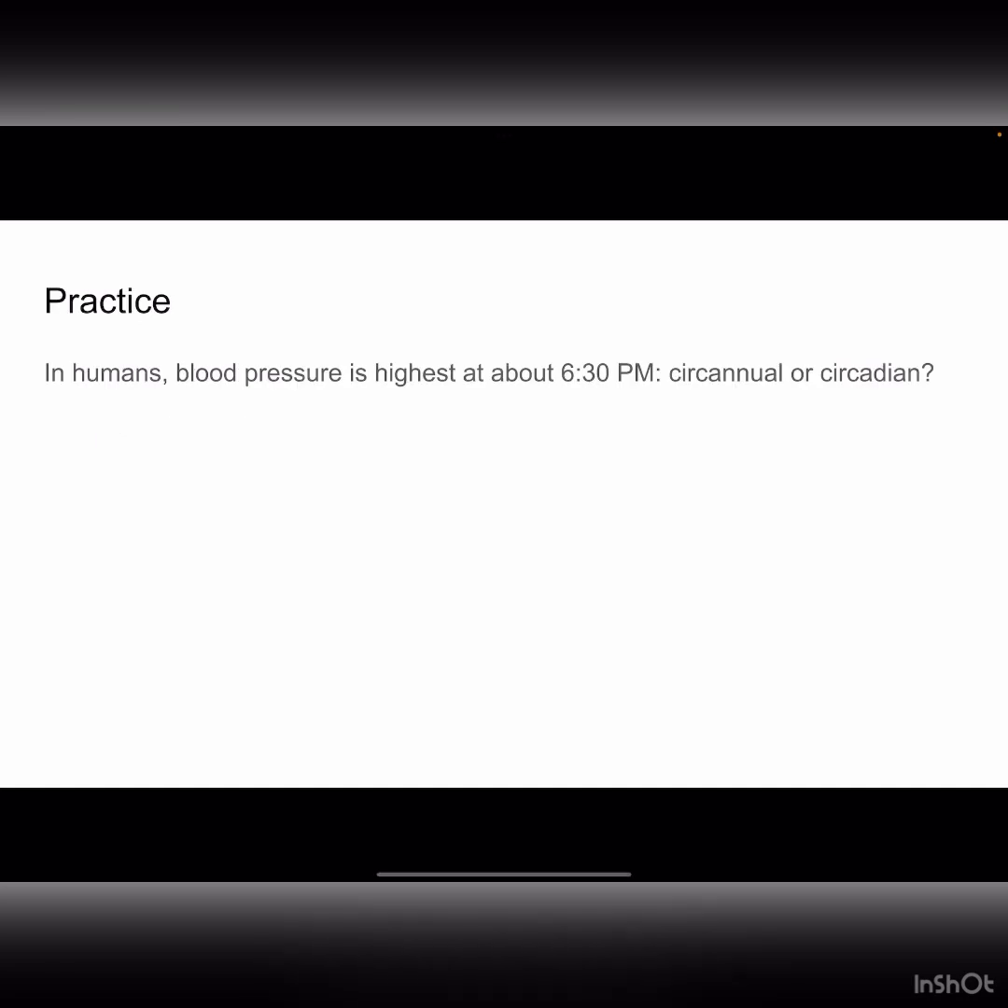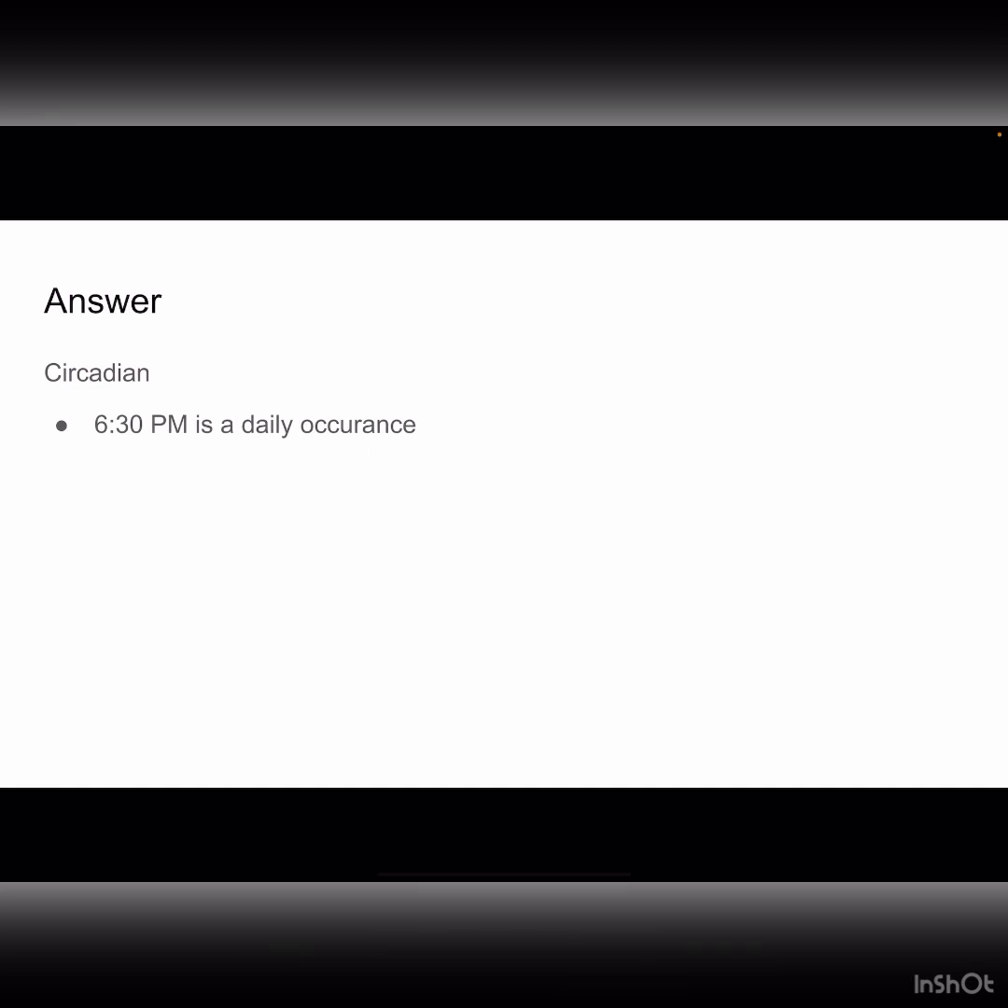Okay, last one. In humans, blood pressure is highest at about 6:30 p.m. Is this phenomenon circannual or circadian? This is an example of a circadian rhythm. In the example, we got one major clue, 6:30. 6:30 happens every day, so this would have to be a circadian rhythm.